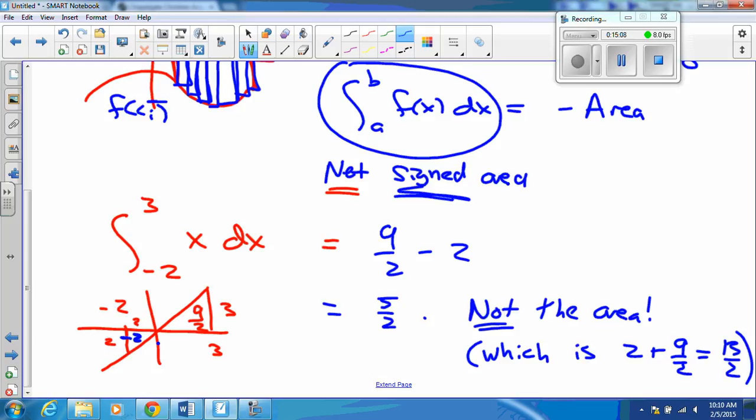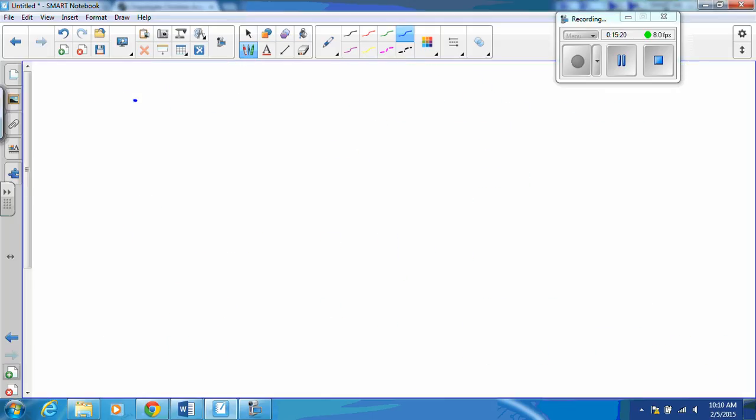Yes, you may. Now I want to show you something that's kind of cool, and that is that the notion of net signed area can make our lives really, really simple under certain circumstances. So here is a clever use of net signed area. Take a look at this integral right here. We look at it, we think, I have no idea.